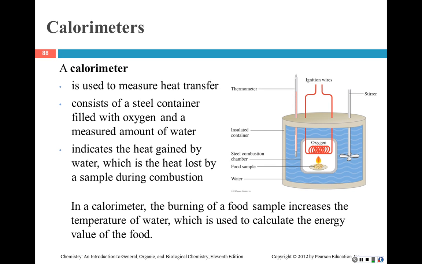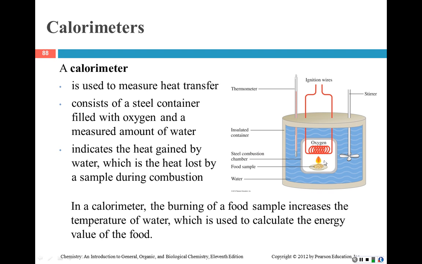And the calorimeter basically uses a thermometer and it measures that change, that delta T in temperature. It just basically consists of a steel container. You fill it with oxygen, and then you have some water in there that you know exactly how much is in there. And then when you put your food in here, basically what you're going to do is you're going to burn it. That's why you have the oxygen in there.